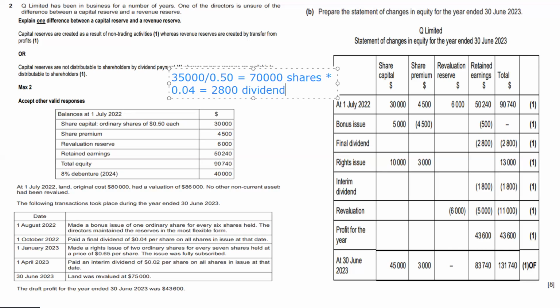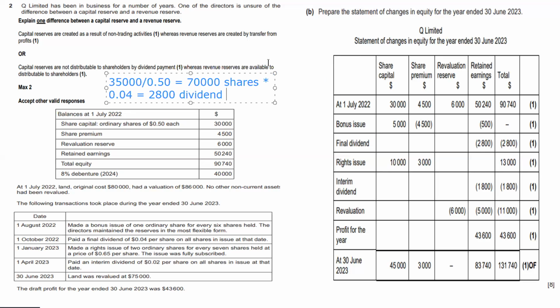Dividend is given out of the retained earnings. So it will go from the retained earnings and it will go from the total. Are you with me?